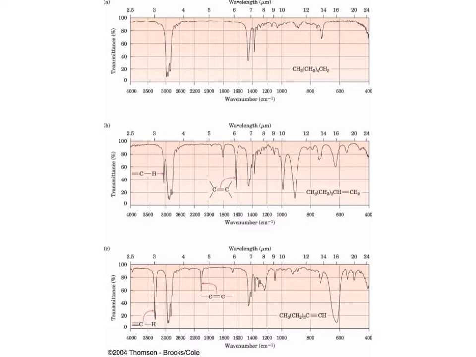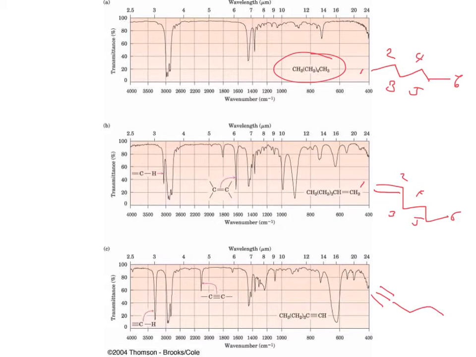So I'm showing you three different IRs here. Notice the first one is hexane. So let's just draw that. I always like to number my carbons. I have one hexene then. Then I have one hexyne. 3, 4, 5, and 6.